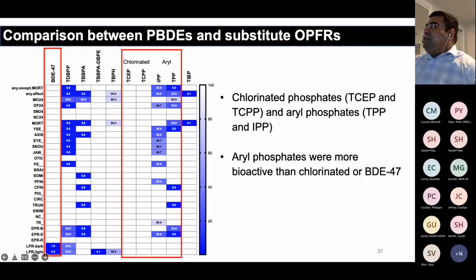And based on this, what we show is that even amongst the OPFR group, the aryl phosphates, IPP and TPP, were far more bioactive than the chlorinated phosphates. This suggests that bioactivity profile can widely vary even within the same major group of flame retardants. What's also important here is that BD47 only showed behavioral or LPR effects.